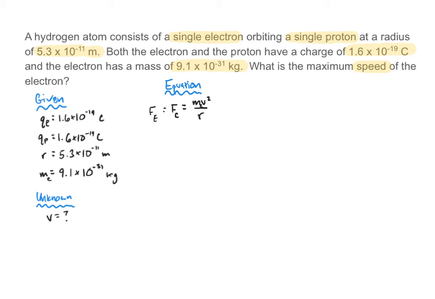So let's go ahead and on the left side of my equation, I'm going to replace the centripetal force with the equation for the electrostatic force. So I know that the electrostatic force is equal to K times the charge on the electron times the charge on the proton divided by the distance between them squared, which is equal to the mass of the electron times its speed squared divided by r. So what I'm going to do next is I'm going to get my v by itself by multiplying both sides of my equation by r over the mass of the electron.